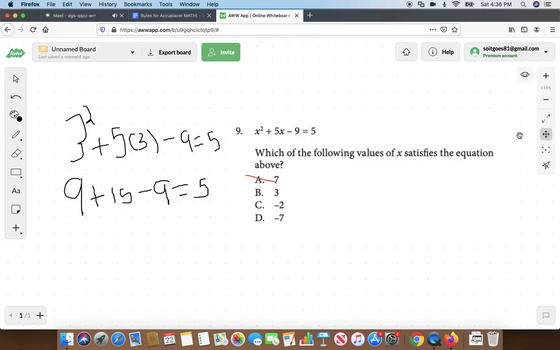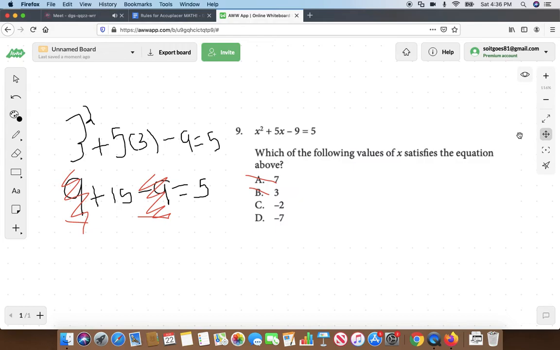Does that give us a true statement, Kiesha? No way. I mean, we could calculate it, right? The nice thing about this, we got 9 here and negative 9 here. That's going to cancel each other out. You know what I'm saying? Yes. 9 minus 9 is nothing. So then, yeah, 15 doesn't equal 5, very simply. So we can also eliminate answer choice B. It's either C or D, all right?